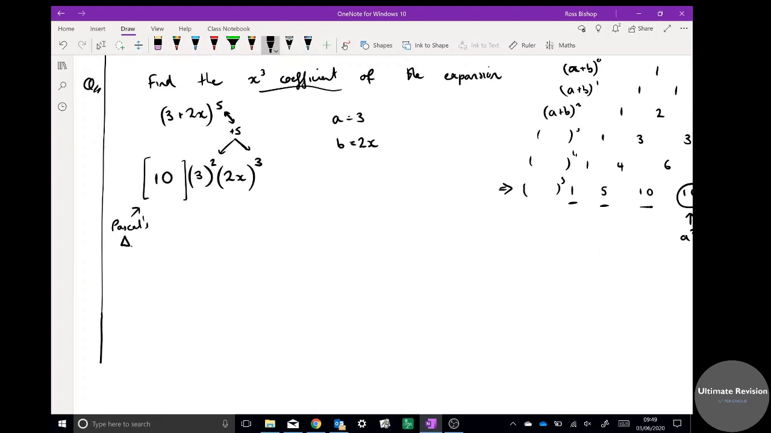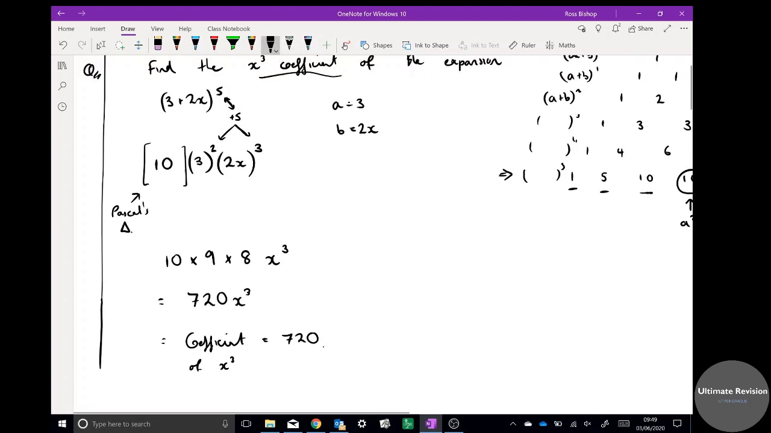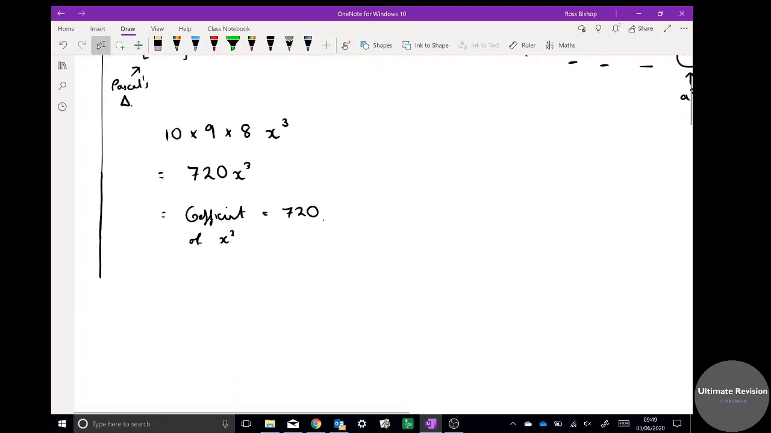If we carry on, we can simplify this now. It's going to be 10 times 3 squared, which is 9, times 2 cubed, which is 8, x cubed. That's going to be 720x cubed. So the coefficient, remember it's just the number in front, is equal to 720. Coefficient of x cubed is 720. If you were to expand that, you'd end up with the 720x cubed term. It's quite useful.